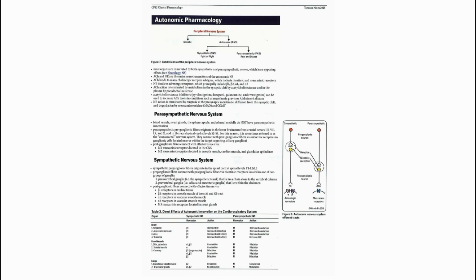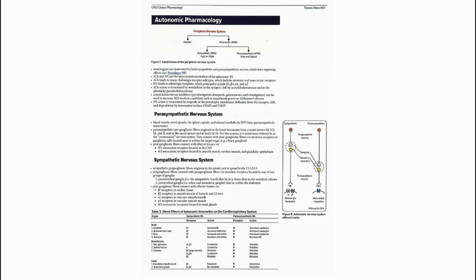Parasympathetic nervous system. The parasympathetic nervous system promotes conservation of energy and normal body maintenance. Interestingly, several structures receive no parasympathetic innervation, including blood vessels, sweat glands, splenic capsule, and adrenal medulla. Origin of parasympathetic fibers.